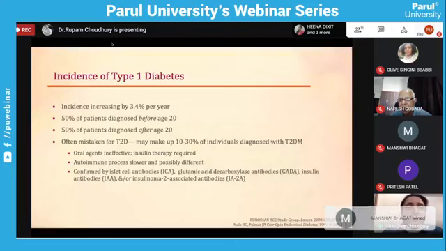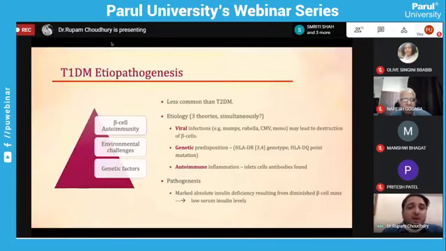mellitus in our patients. Talking about the etiopathogenesis, it starts with beta cell autoimmunity. Environmental challenges contribute to beta cell destruction. And of course, we have genetic predisposition for this condition. It is much less common than type 2 diabetes mellitus, as we have seen; only 5 to 10% amounts to type 1 diabetes. The rest are type 2 diabetes and other types of diabetes that we see in our clinical setup.